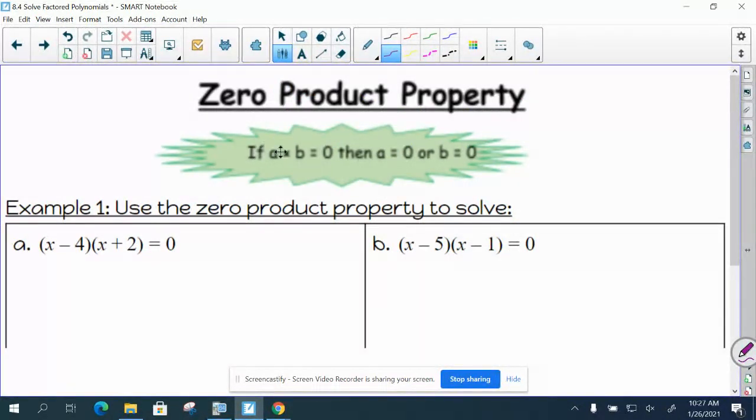So this says if a times b equals 0, so if two numbers multiplied together equal 0, then one of those numbers has to be equal to 0, because in order to get 0, one of these has to be 0, because 0 times anything else is 0. So when we are finding the zeros of a function, if we've got it in factored form, then we have something times something else equals 0.